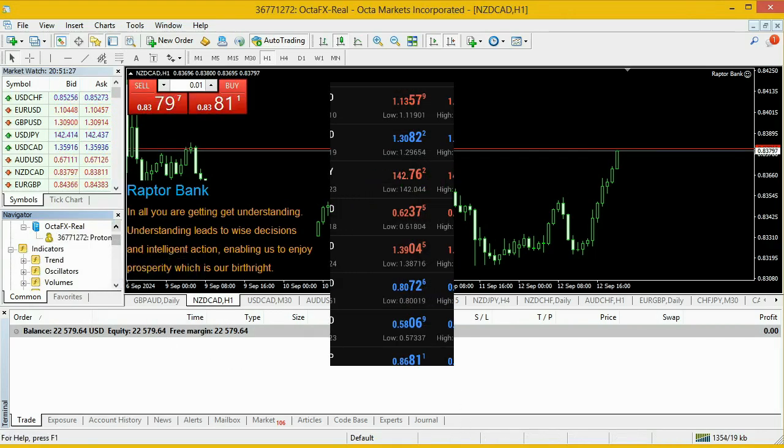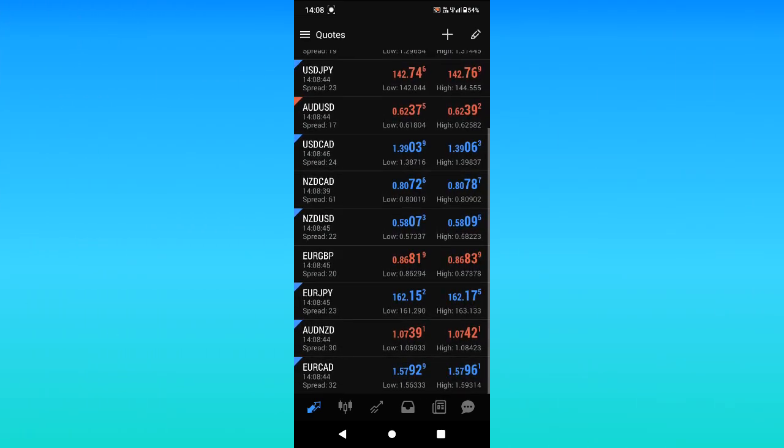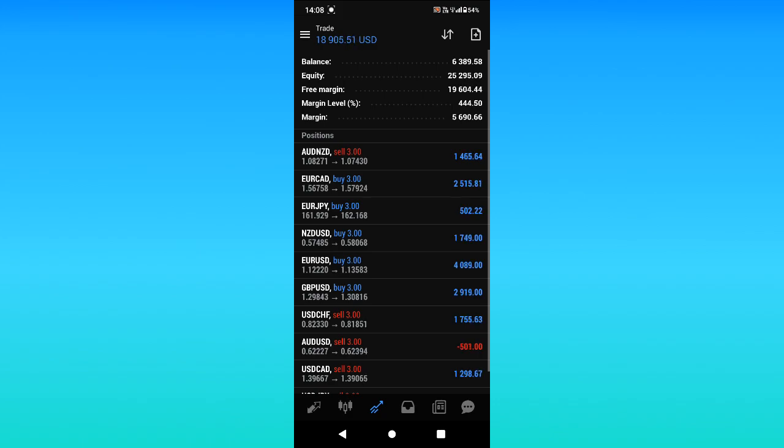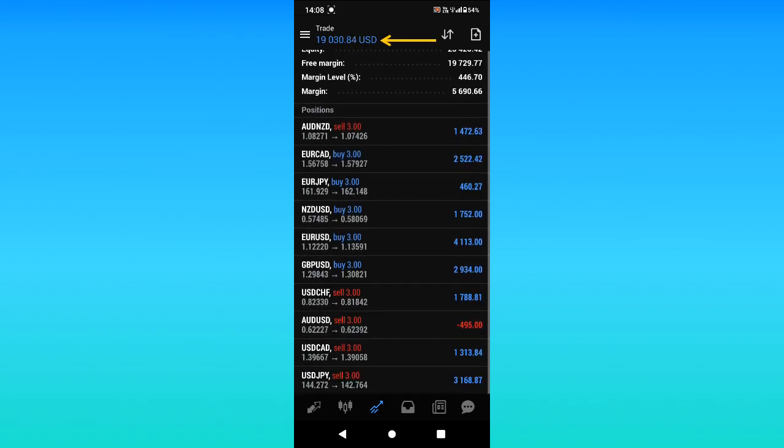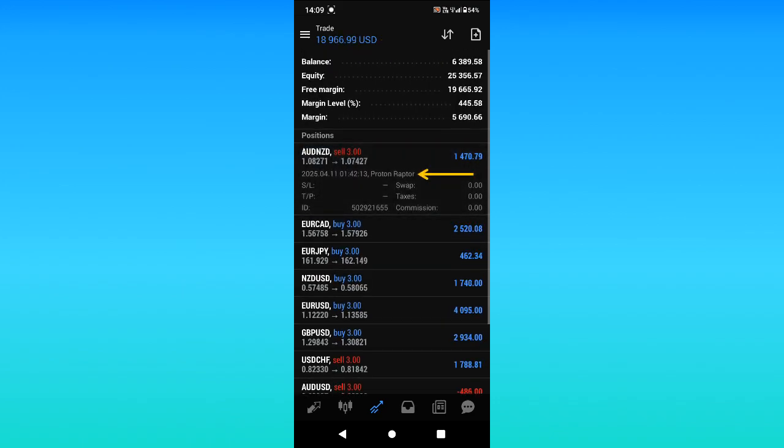Let's have a look at something even more impressive. This is another example of how powerful and effective the Raptor is. This is obviously a live market, and we've made around $19,000 in profit so far. All these trades were executed by the Raptor, as you can see.